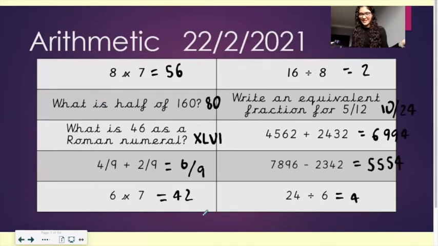The answers. 8 times 7 equals 56. What is half of 160? 80. What is 46 as a Roman numeral? XLVI. 4/9 plus 2/9 equals 6/9. 6 times 7 equals 42. 16 divided by 8 equals 2. Write an equivalent fraction for 5/12.